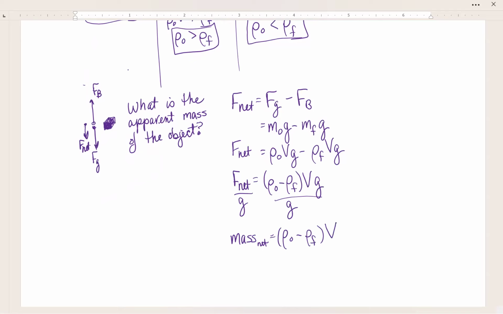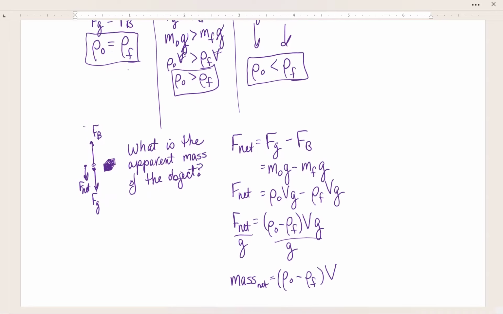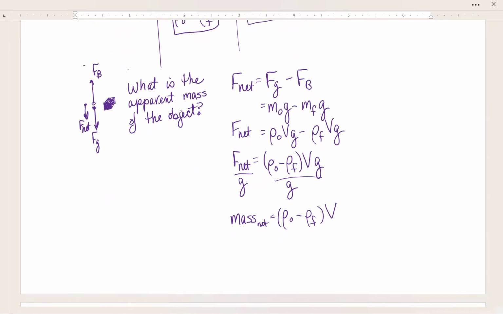Here's your little trick. We already looked at this. If the density of the object is greater, it sinks, it goes down. If the density of the object is less, hey, I get negative mass. It's going up. And if the density is equal, it says I have zero mass. Yeah. The net mass is zero.